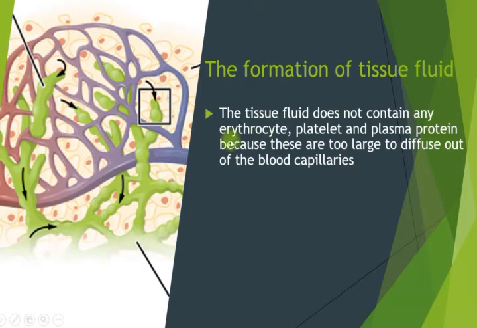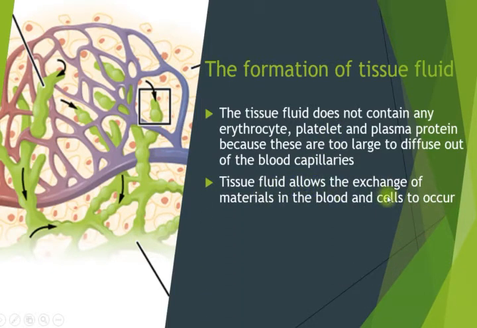Okay, what is an erythrocyte? It is a red blood cell. Okay, the tissue fluid also does not contain platelets and plasma protein. Okay, what is the reason? Because they are too large. Erythrocyte, platelet, and plasma protein are too large to diffuse out of the blood capillaries. Okay, we know that the blood capillary wall is only one cell thick, right? So these cells are too large to pass through or to diffuse out of the blood capillaries.